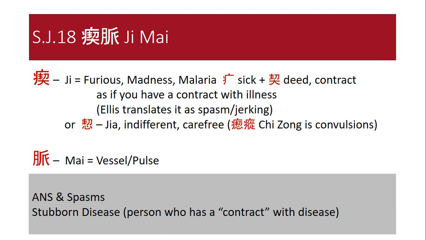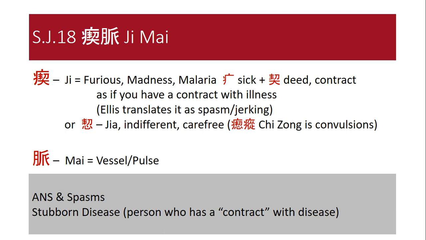or a contract, the carving of measurements. It is as if you have a contract with the disease. The disease has been carved onto you. Ellis translates the character as spasm or jerking, but this is a slightly different character, qi, which means convulsions.